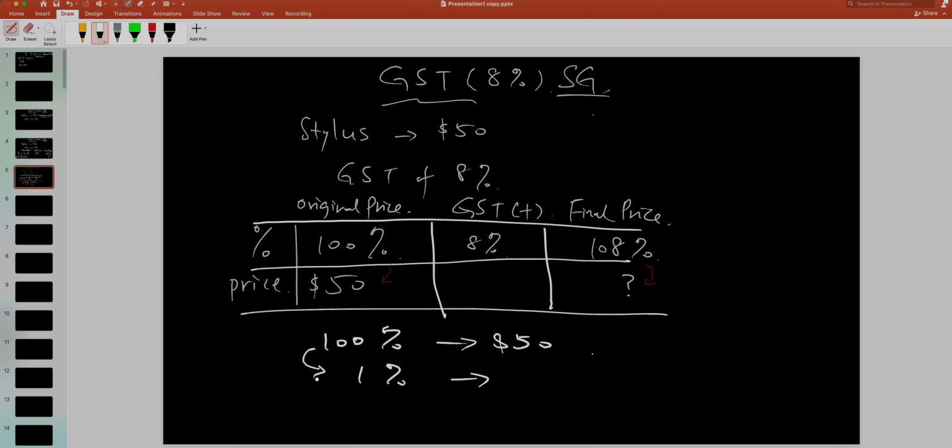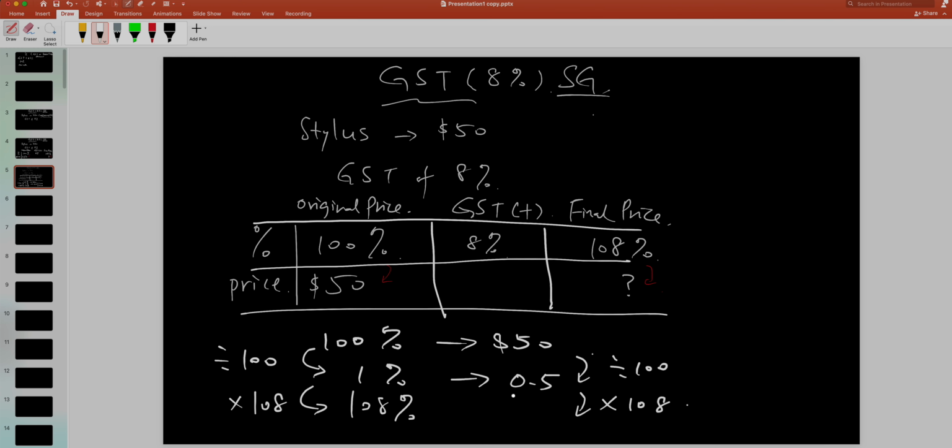So how do you get from 100% to 1%? You divide by 100, right? So over here also divide by 100. Can you help me out with the calculator? Yep, 0.5. So now the question asks for 108%. So how do you get from 1 to 108? You times 108. So over here also must times 108. $54. So the final price actually is $54 in this case.